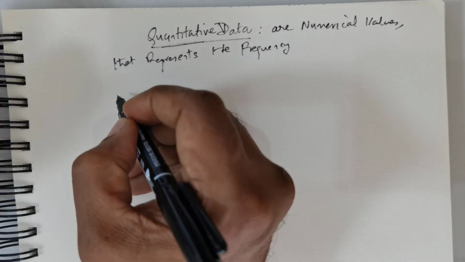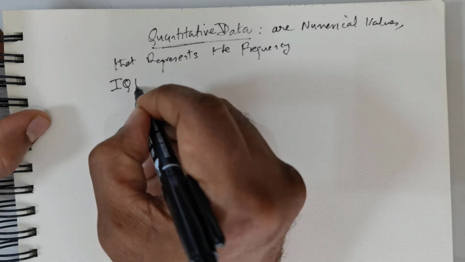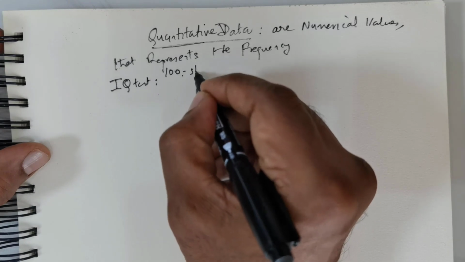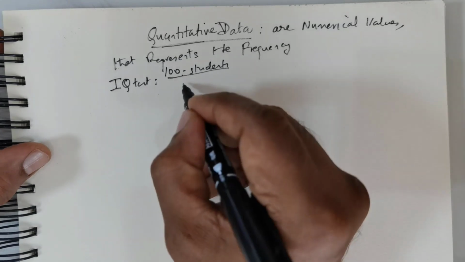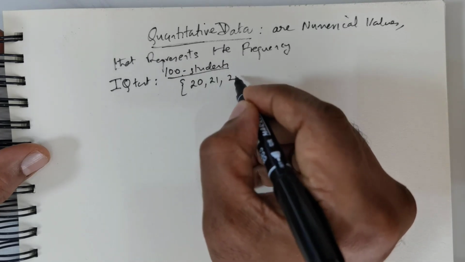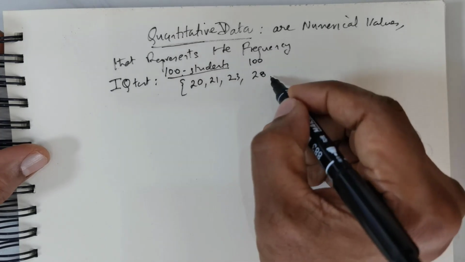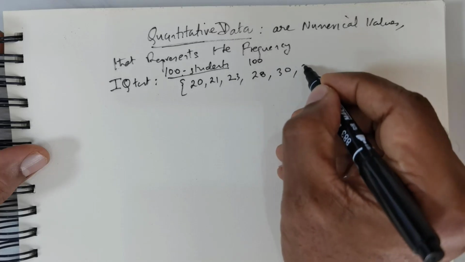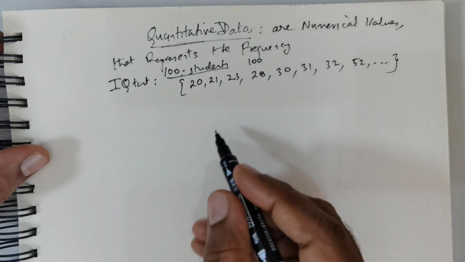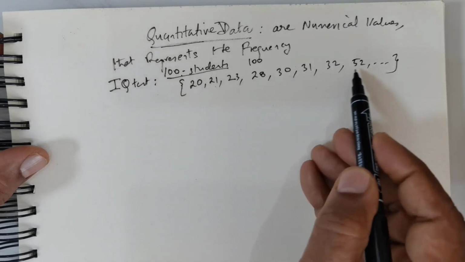So let me give you some illustrations. Say for example, you are giving an IQ test to students, and there are 100 students in that particular group taking the test, and you're recording their scores. Some students have got 20, 21, 23, 28, and the maximum score is say 100. So these are the scores that students have got: 30, 31, 32, say 52, and so on and so forth. Now this is quantitative data because it is represented by a numerical value.